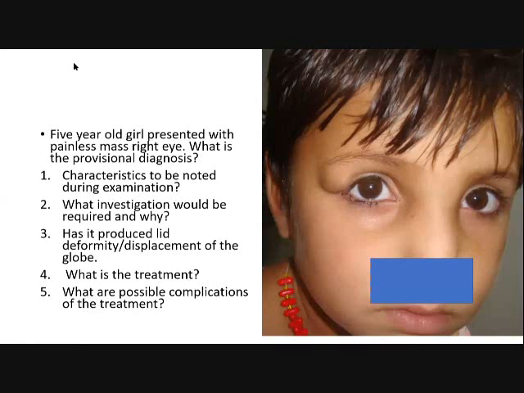A 5-year-old girl presented with a painless mass in the right eye. What is the provisional diagnosis? Dermoid, superficial dermoid cyst. Now the more important part: what are the characteristics to be noted during the examination? Whether it is adherent to the periosteum or it is mobile, its fixation to the underlying tissue, and any extension into the intracranial cavity.